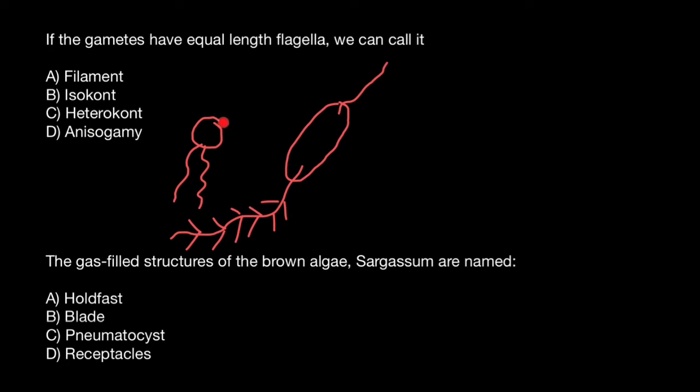And when, for example, in green alga the gamete has flagella of the same size, we call it isokont. So variant B. And next question: the gas-filled structures of the brown alga Sargassum are named, and you have to choose one of these variants.